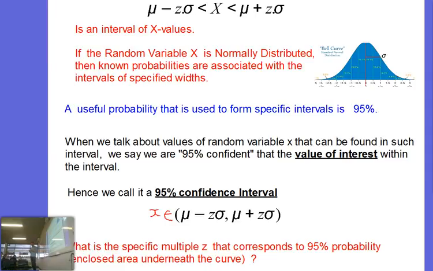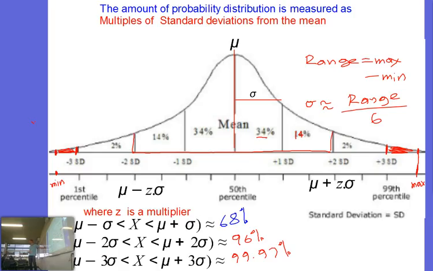Now the question is, maybe we can work out the mean, maybe we can work out the standard deviation from our survey, from our statistics. But what is the Z multiple? What is the specific multiple of standard deviation that's going to correspond to precisely 95%? If we use approximated values, we can see that 2 standard deviations is approximately equal to 96%.